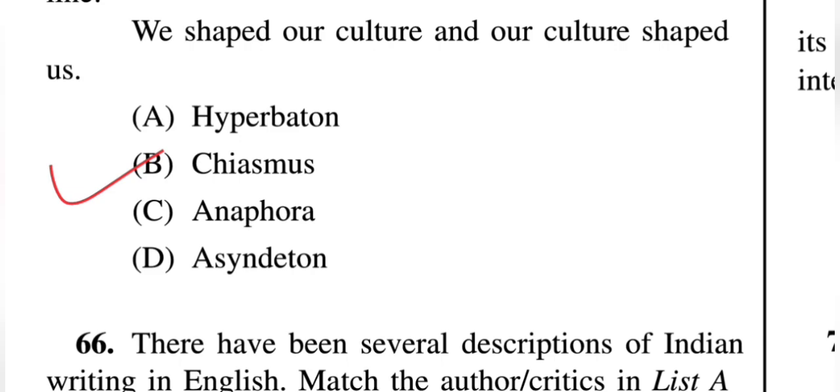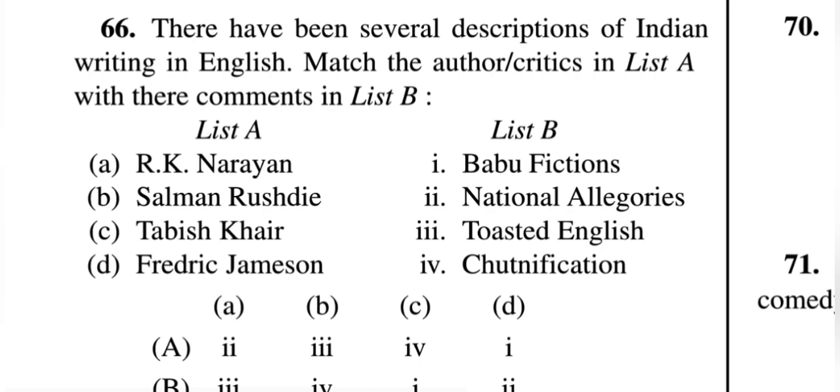It says, there have been several descriptions of Indian writings in English. Match the author critics in list A with their comments in list B. So in list A, we have authors and critics, and in list B, we have their comments. R.K. Narayan, you all know, he is an Indian writer in English, then Salman Rushdie, then Tabish Khair, and then Fredric Jameson. These all writers are important. Then in list B, we have comments like Babu fictions, national allegories, toasted English, then chutneyfication.